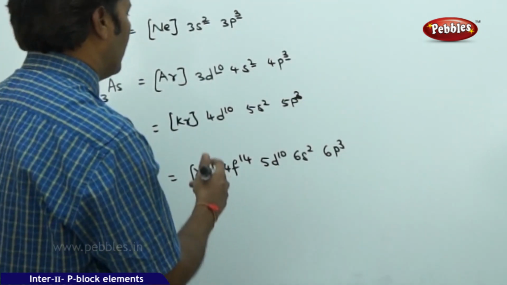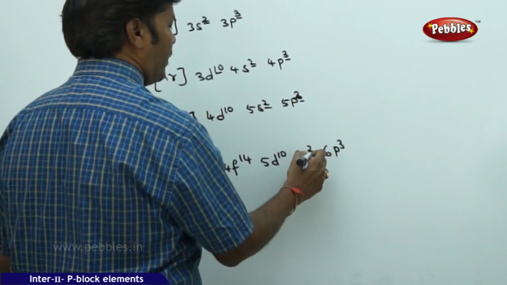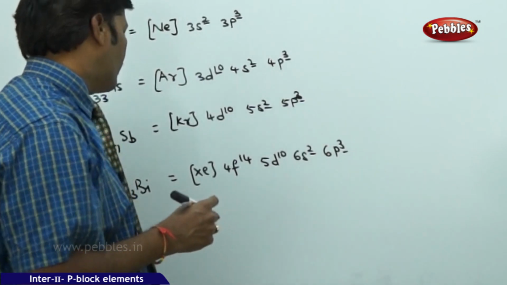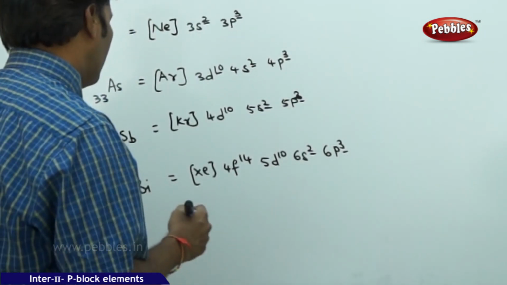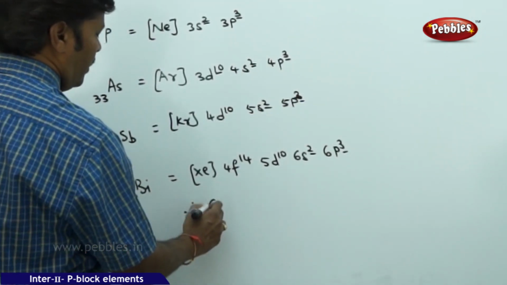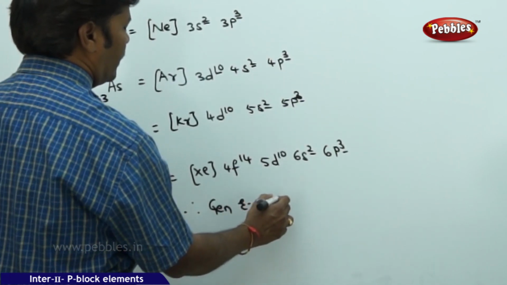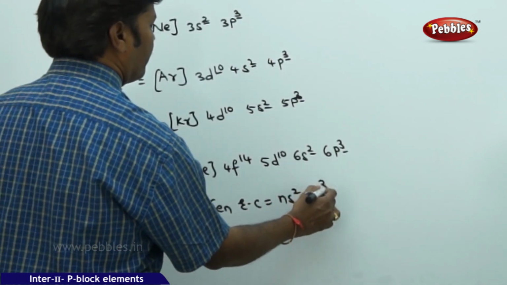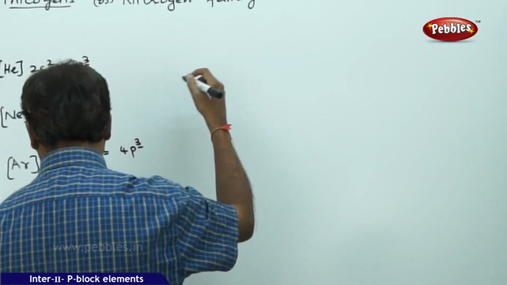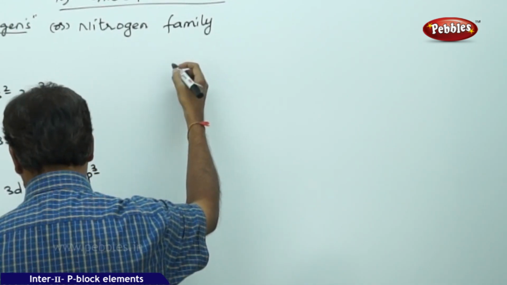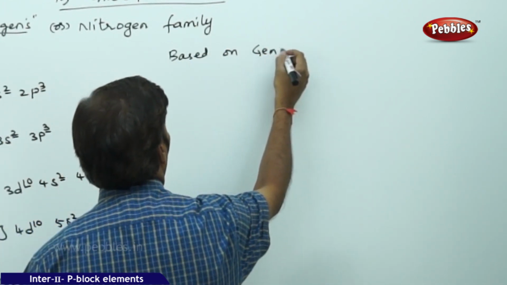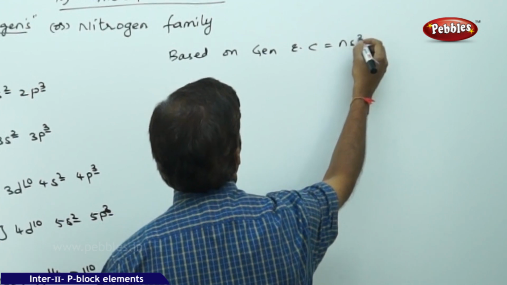So fine, this is the general electronic configuration of the 5th A group family, and the last 5 electrons are entering the 5s and 5p of antimony and the 6s and 6p of bismuth. Therefore, from this we can give a conclusion: the general electronic configuration of the 5th A group family is ns2np3.